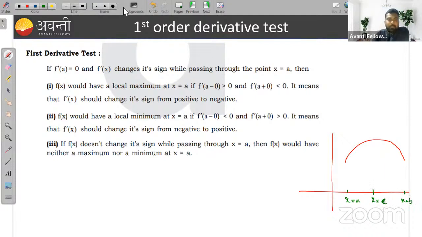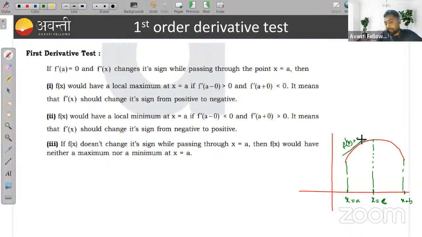Okay, so how can we check by using the first derivative? How can we find the local maxima? First we'll see. From the figure you can observe at x is equal to c we are getting the local maximum. Before x is equal to c, the function is increasing, and just after x is equal to c, the function is decreasing. Yes or no? That means f dash of x is greater than 0.